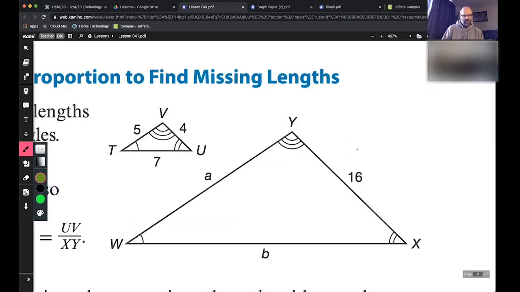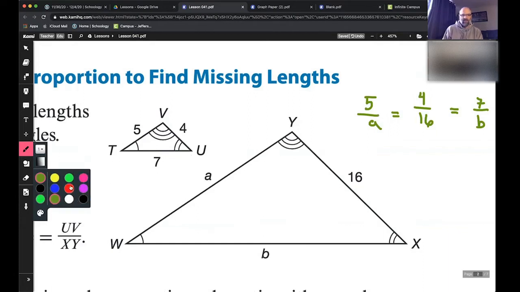All right, let's see here. 5 goes with A, and 5 would be 20. 4 goes with 16. All I did was line these up, 5 on top of A and then 4 on top of 16. Then I could say 7 on top of B. Just don't reverse the order. Don't say 5 over A is 16 over 4. Make sure the smaller triangle's on top and the bigger triangle's on the bottom, or vice versa.